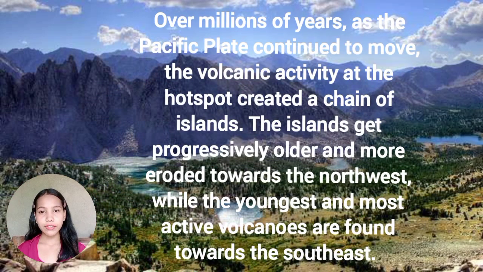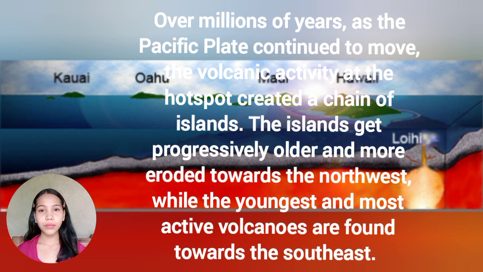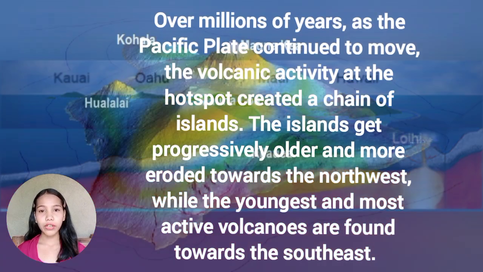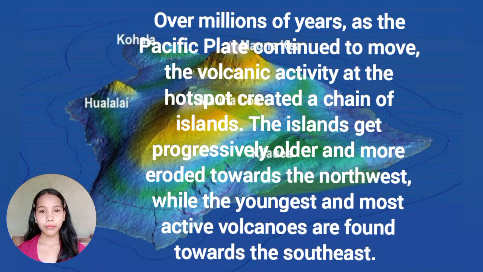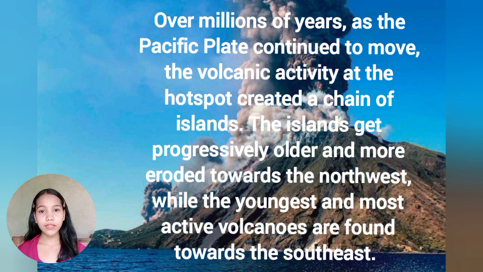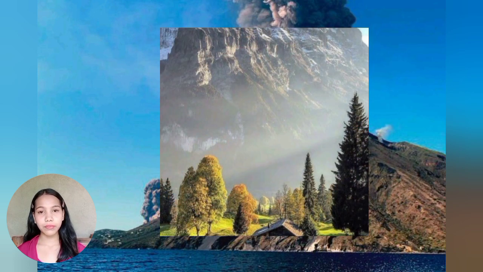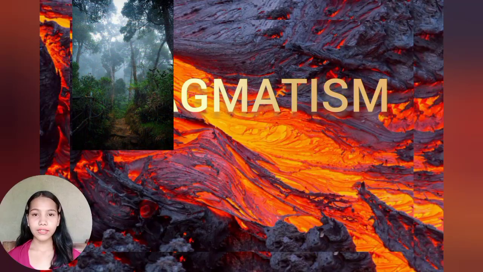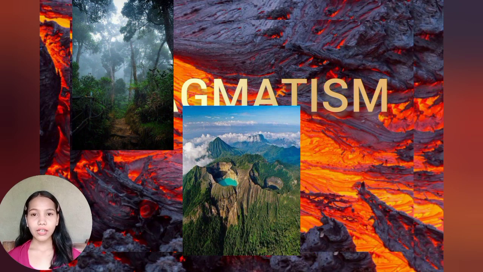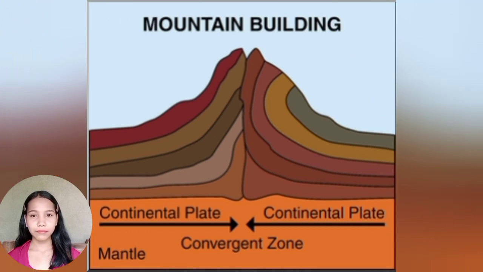Over millions of years, as the Pacific Plate continued to move, the volcanic activity at the hotspot created a chain of islands. The islands get progressively older and more eroded towards the northwest, while the youngest and most active volcanoes are found towards the southeast. The volcanic activity has given rise to stunning landscapes, including lush rainforests, volcanic craters, and beautiful beaches.